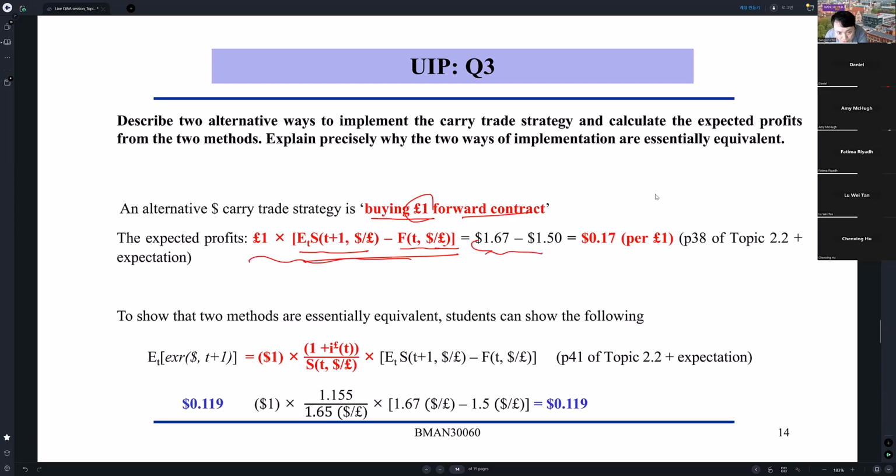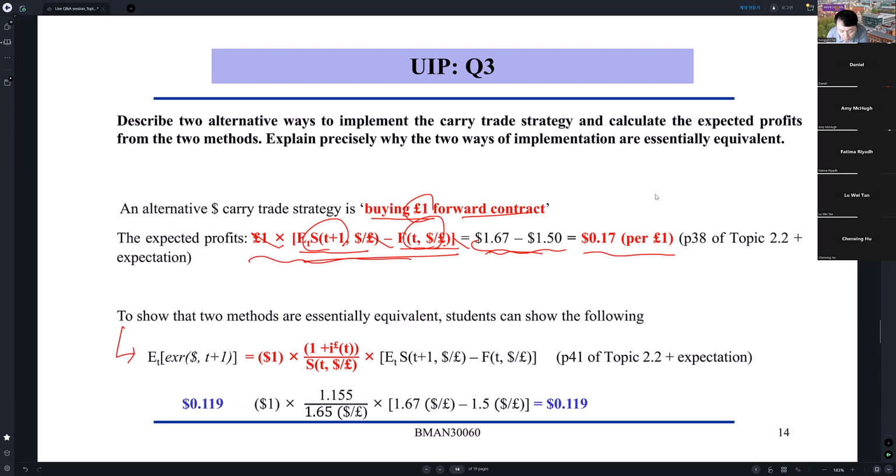So the expected value is this one. Forward price is this one. So £1 will be canceled, and you're going to get a dollar amount. So you expect to get $0.17 for every £1 purchased. Now we haven't shown why these two are exactly equivalent, right?